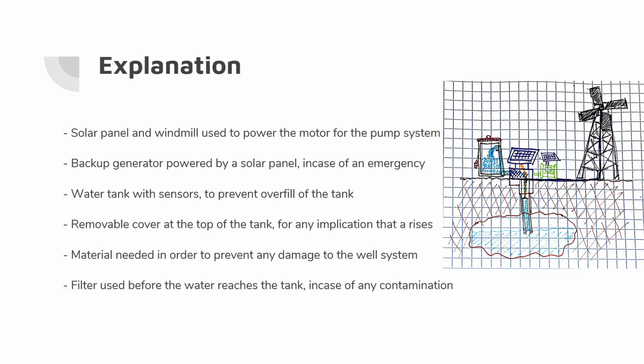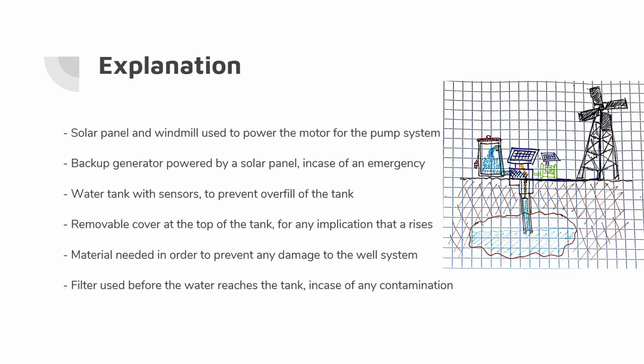Now for the explanation of my design: I have a solar panel and a windmill connected to the motor of the well, and the solar panel and the windmill will produce the energy for the pump system to pump water into the water tank. Then we also have a backup generator which also has a solar panel on it, so while the other solar panel and the windmill are being used, the generator is constantly storing energy for when these two systems go out. The people of Rwanda can just turn on the generator and then power the motor in order to receive water.